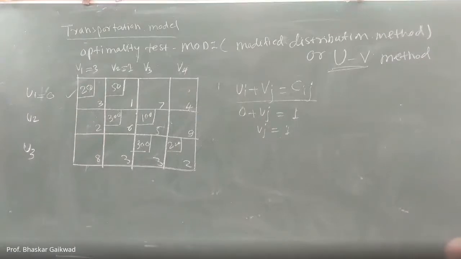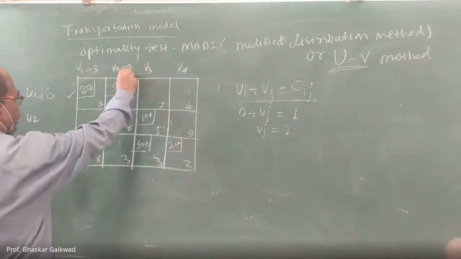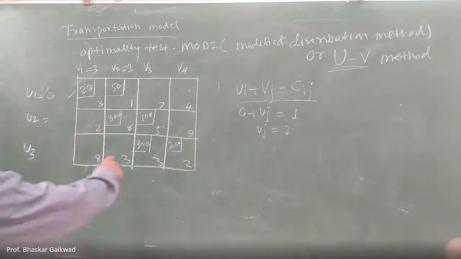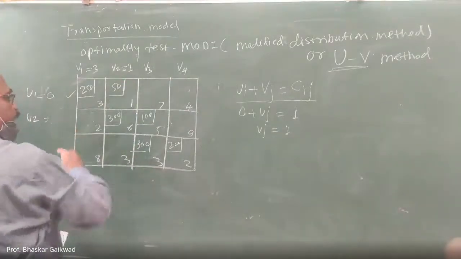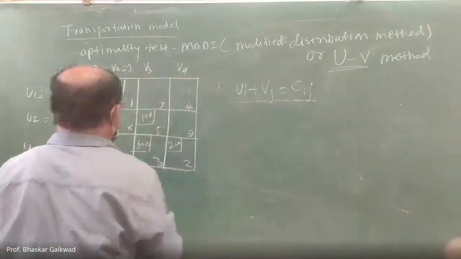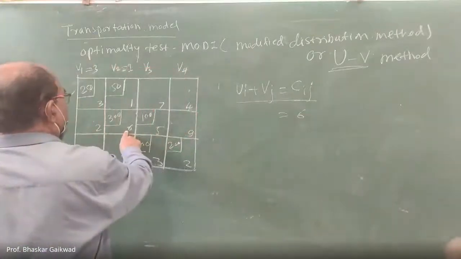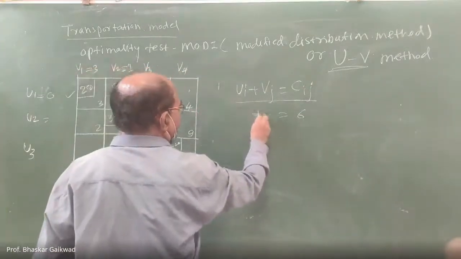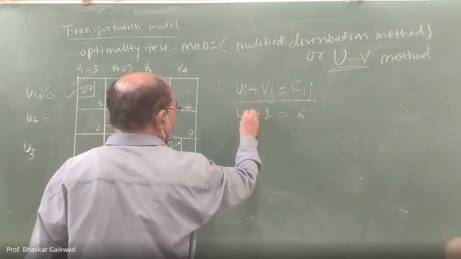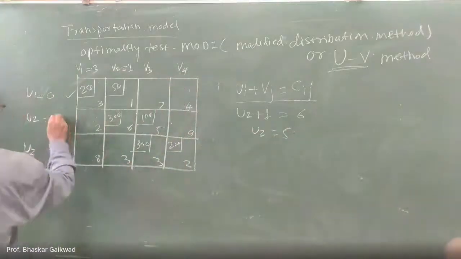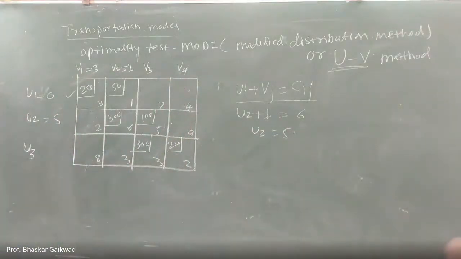Okay. Now by using this, you can calculate this, because we know this, we have to calculate this. So here for this cell, V1 is 1, and U2 here is equal to 5. Here it is 5. Correct.